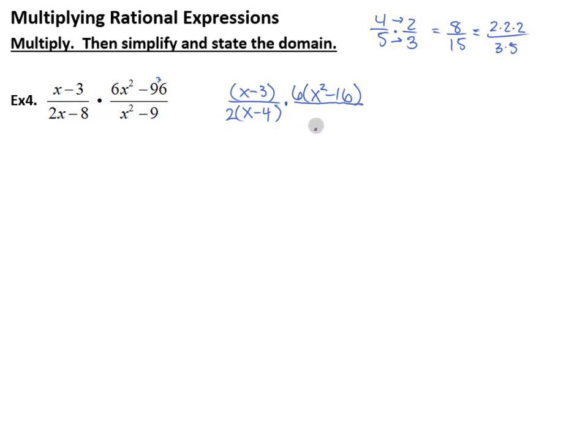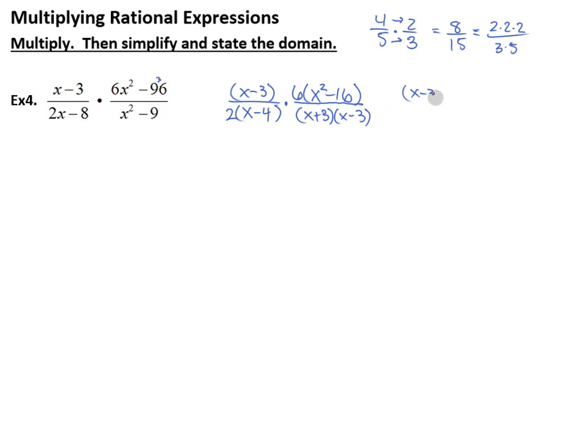And then the bottom is a difference of squares. X plus 3, x minus 3, pretty common one. And you might even notice, hey, we've got another difference of squares up here once we took our 6 out. So yes, let's go ahead and break that down as well.